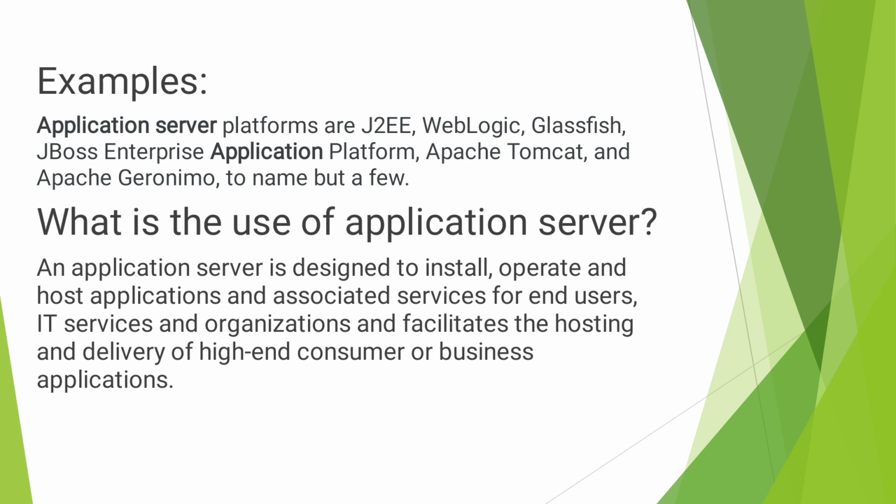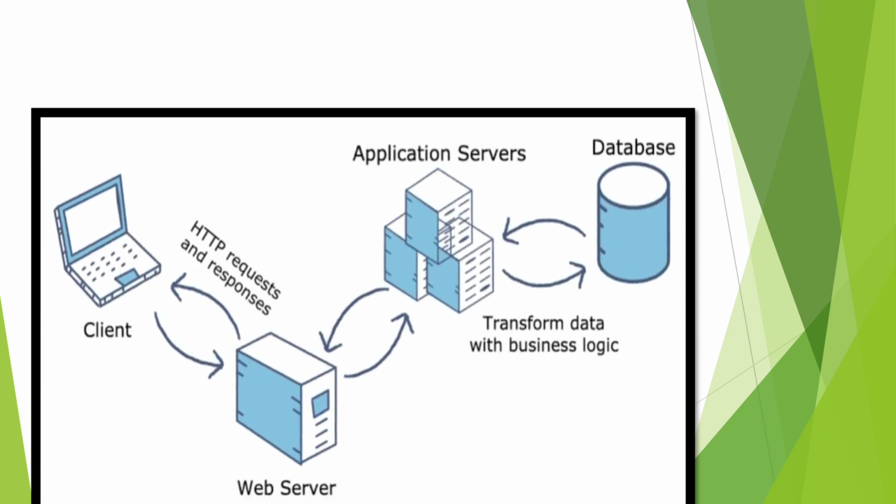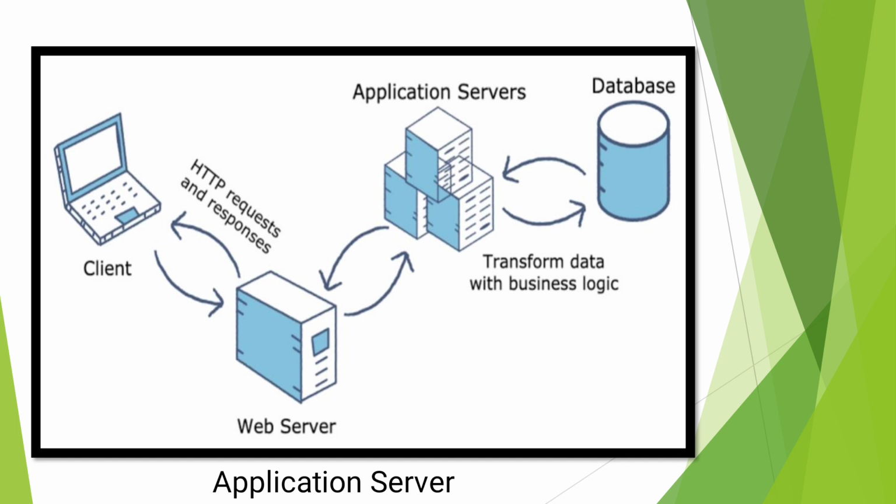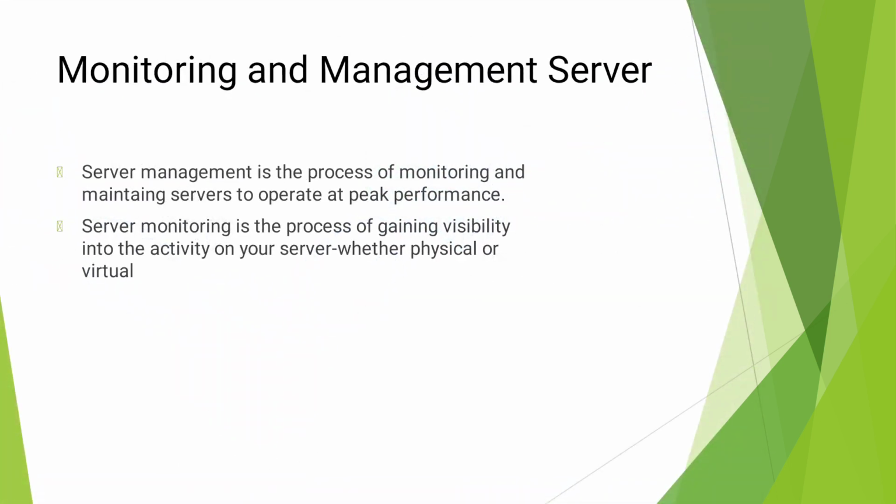Here, a question arises: what is the use of application server? The answer is, an application server is designed to install, operate, and host applications and associated services for end users, IT services, and organizations, and facilitates the hosting and delivery of high-end consumer or business applications. The diagram of application server is as follows. After application server, I'll discuss the last type of server operating system. The last type of server operating system is monitoring and management server.